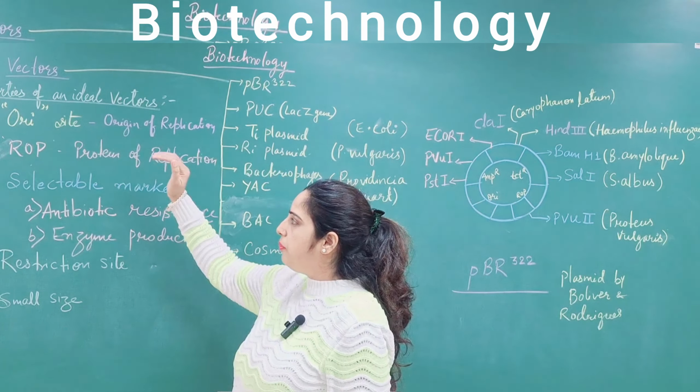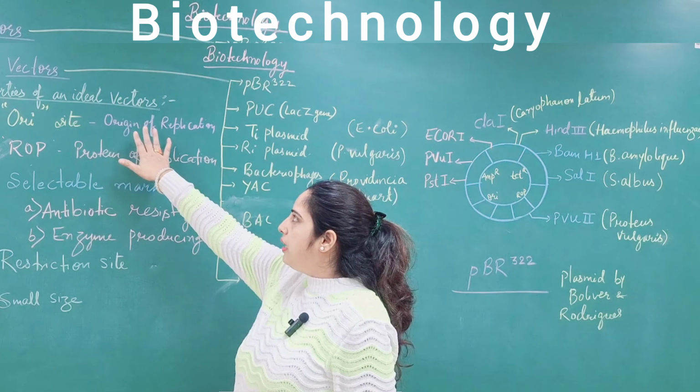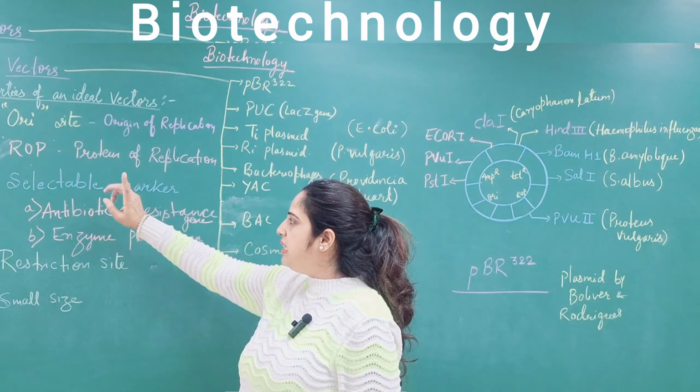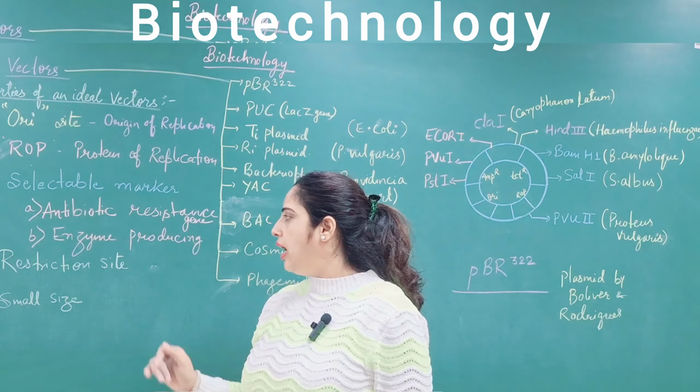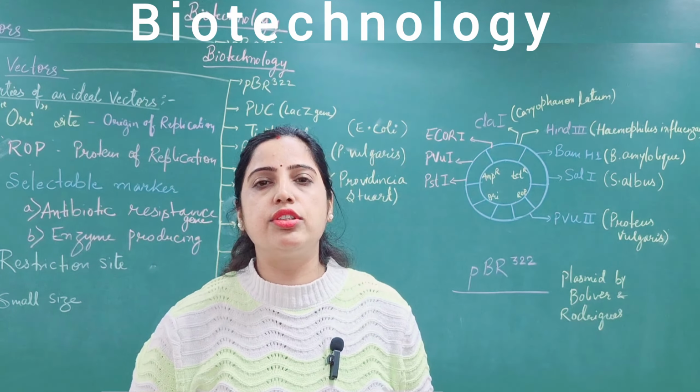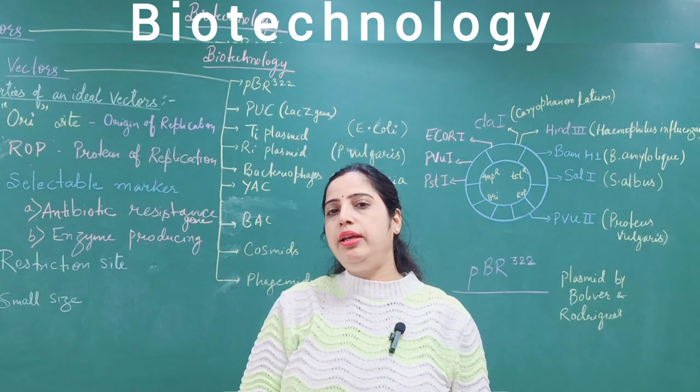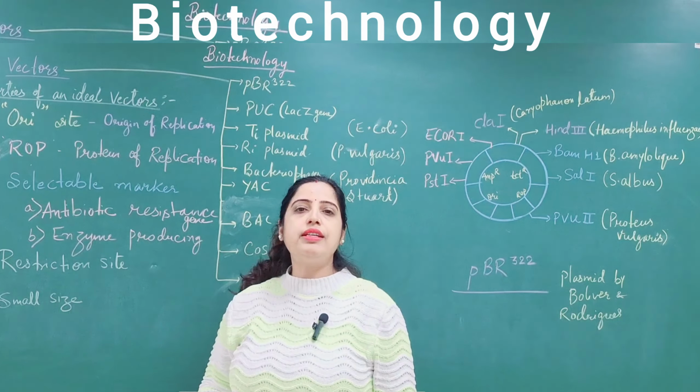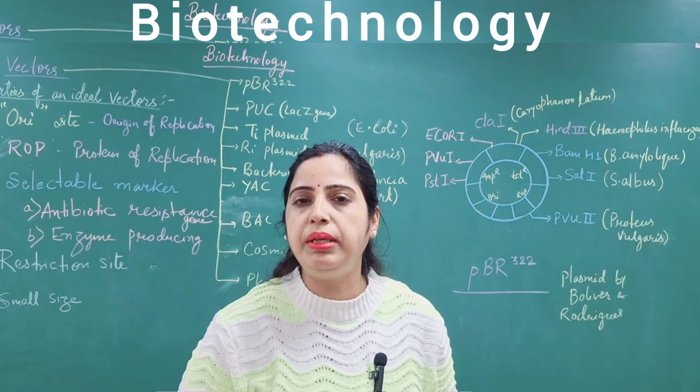Okay, once again I'll repeat. The properties of an ideal vector: ORI, ROP, selectable markers. Now, as I have discussed in the previous class, every vector should have a restriction site. What does that mean?